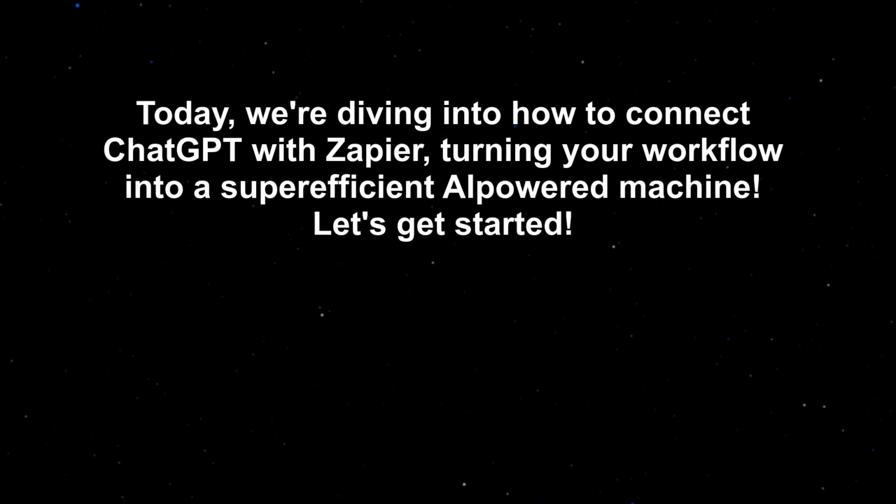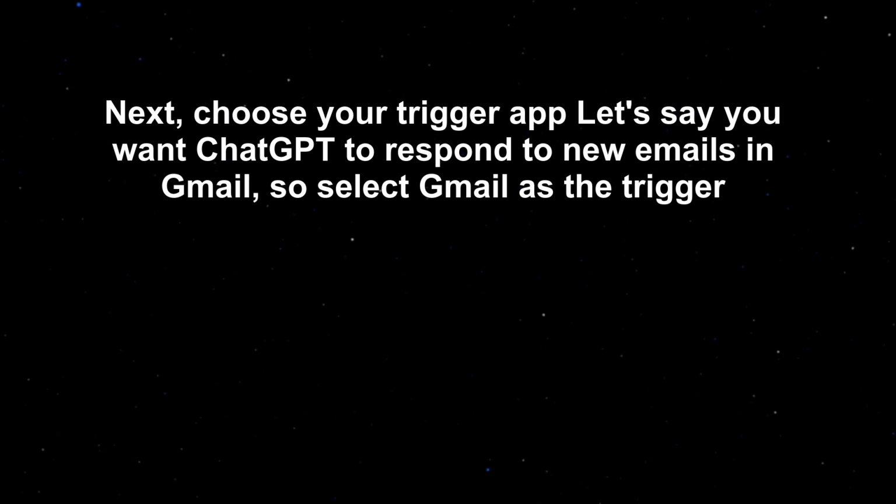Let's get started. First, head over to Zapier and click Create App. This is where the magic begins. Next, choose your trigger app. Let's say you want ChatGPT to respond to new emails in Gmail, so select Gmail as the trigger.